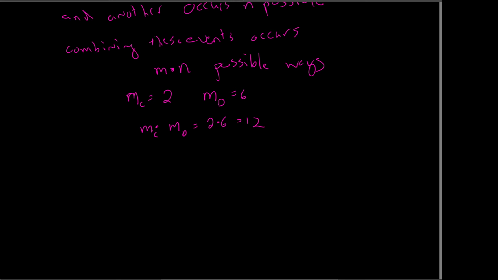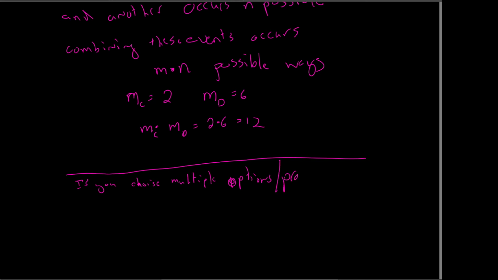And I'm going to extend this a little bit to work for multiple things. And then we'll look at a couple of different examples. So the fundamental counting principle, well, I actually don't look at it as two things, I look at it as multiple things. If you can choose multiple options or probability spaces, they combine by multiplication.